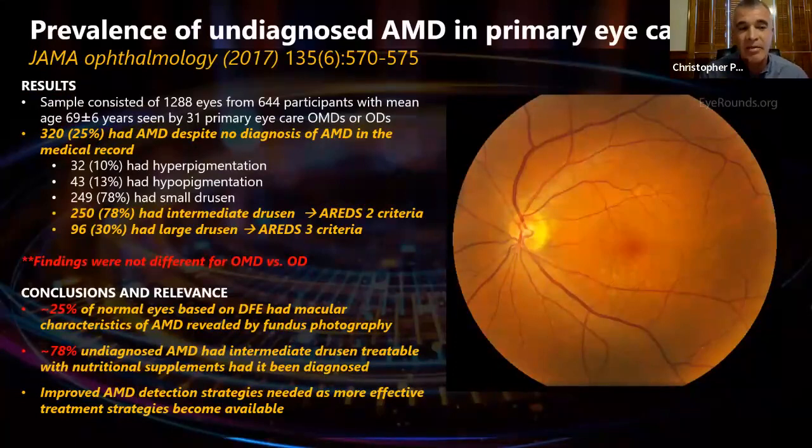So I would encourage us to take just a moment to look at this study. It came out in JAMA Ophthalmology, and it was ophthalmology and optometry, essentially 31 different providers, and they saw a subject subset that had suspected AMD, and they were asked to define, was it mild, intermediate, or advanced atrophic AMD? And essentially 25% of the eyes that were deemed normal on dilated fundus exam, in fact, did have AMD revealed by photography. And of those, 78% of the undiagnosed AMD fell within the AREDS 2 or 3 criterion that would make it treatable with our current understanding of the AREDS 2 formulations and some of the nutraceuticals.